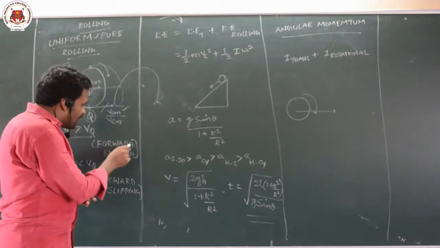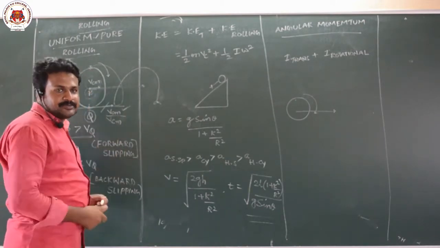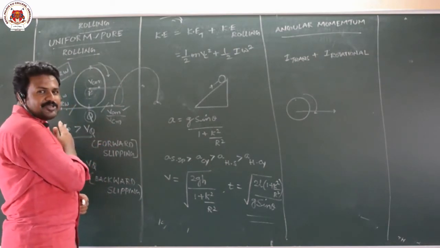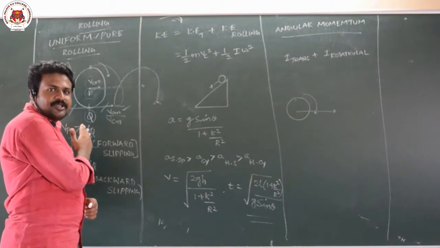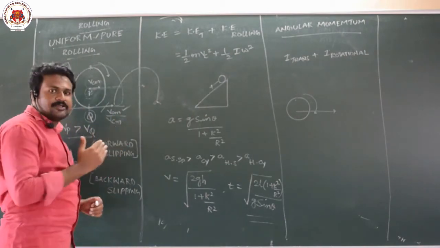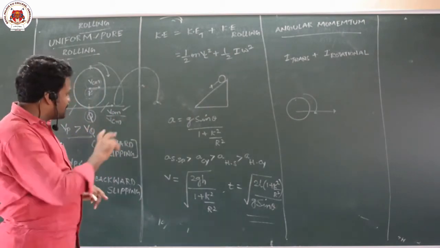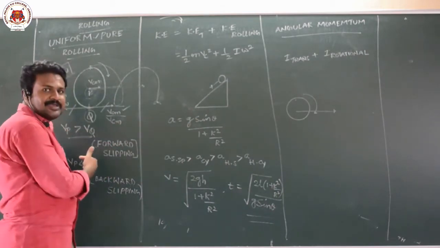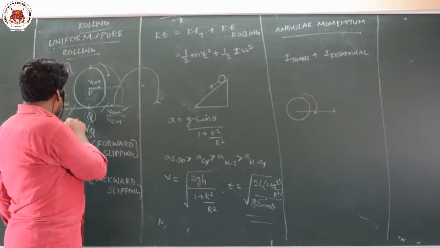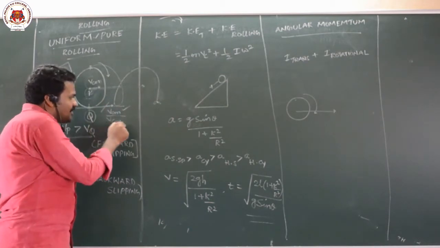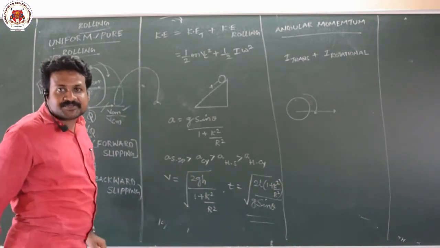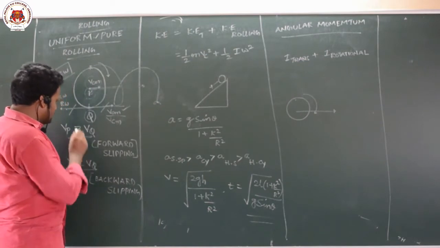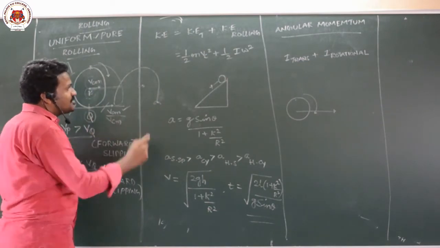When this slipping occurs, friction will act. When forward slipping is there, friction will act in the backward direction, so that the body comes under pure rolling. In higher level questions, they will ask that after some time it will again come back to pure rolling. Friction acts, and if the velocity due to friction and R omega nullifies the velocity of center of mass, pure rolling starts again. So that is the difference. If this velocity is greater, it slips this side; if this is greater, it slips that side.